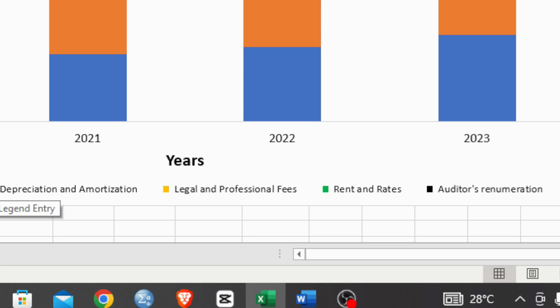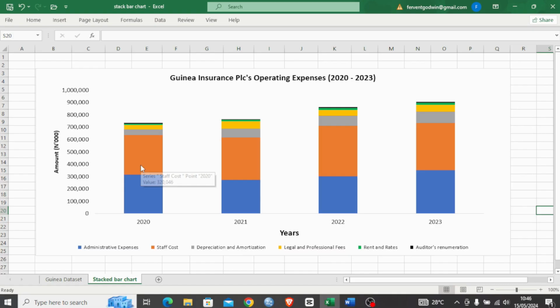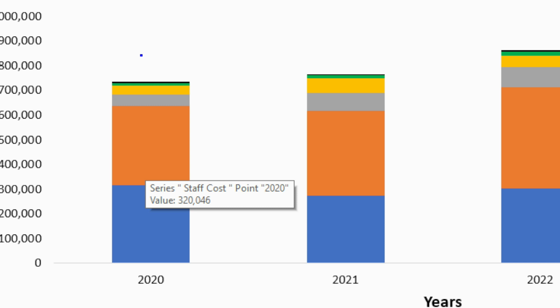So if we take a closer look at the stack bar charts, you will see that the auditor's remuneration is very slim here at the top, which is black. And we could see that the consistency is obvious. For the first 3 years, it was the same, and it's actually obvious here on the charts. And then I think what cost them money the most, as the chart revealed, is the staff cost. The staff cost actually cost them so much.